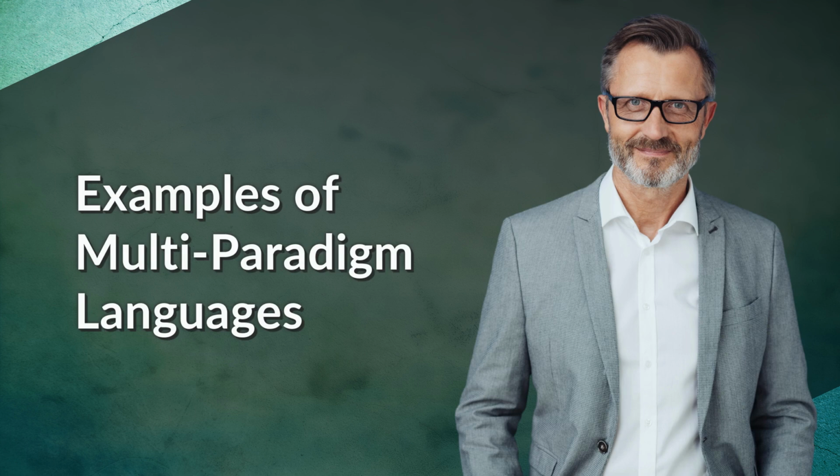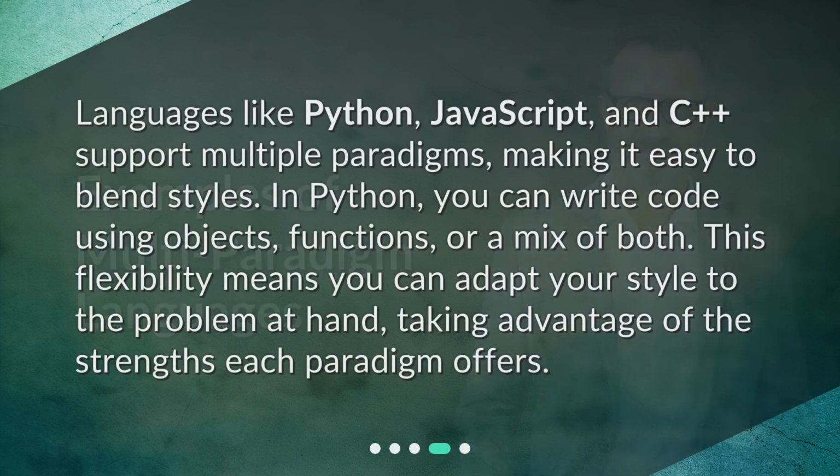Examples of multi-paradigm languages. Languages like Python, JavaScript, and C++ support multiple paradigms, making it easy to blend styles. In Python, you can write code using objects, functions, or a mix of both. This flexibility means you can adapt your style to the problem at hand, taking advantage of the strengths each paradigm offers.